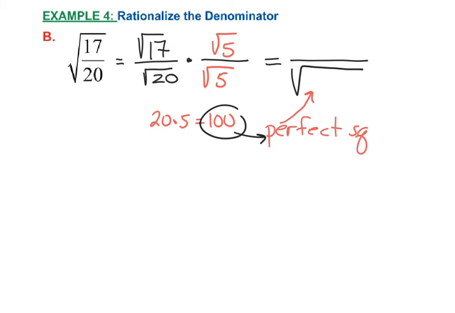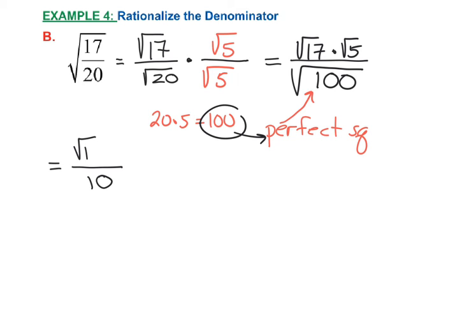So on top, we have the square root of 17 times the square root of 5. And I could combine those, but I'm not going to for just a second. And on the bottom, the square root of 20 times the square root of 5 becomes the square root of 100. 100 is that perfect square. So I'm going to move down here so I have room. The square root of 100 is 10.